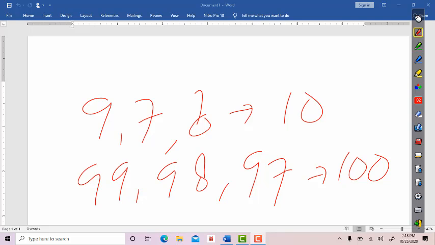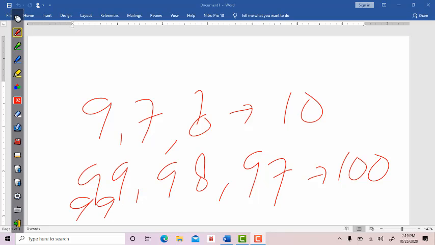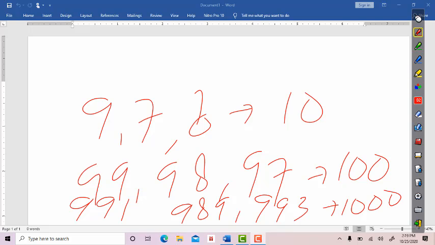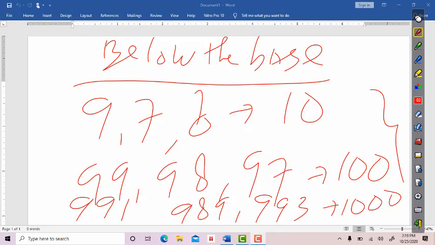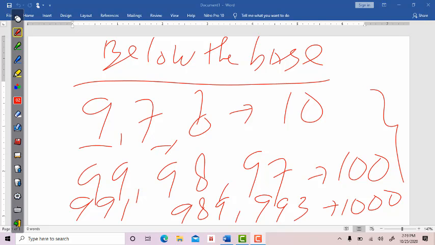And also when we have a case like 991 or 989 or 993, we will take the base of 1000 because it's closest to 1000. These three groups are what we call below the base. Below the base because it is under: see, 9, 7, 8 are under 10, and then 99, 98, 97 are under 100, and then these ones are under 1000. So that's why we call them below the base.